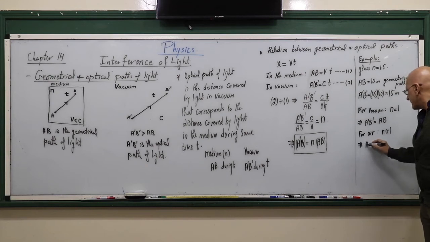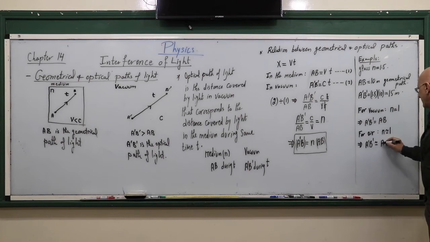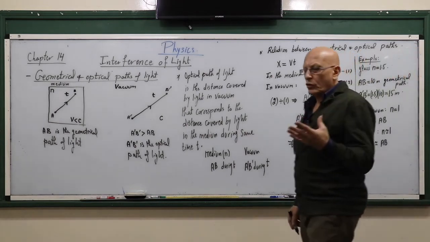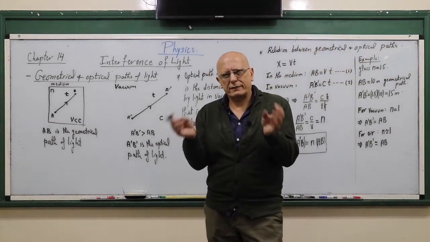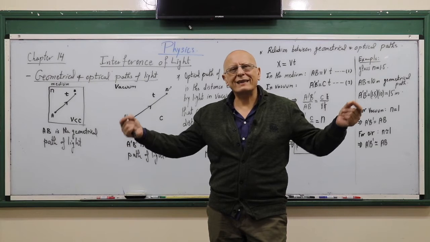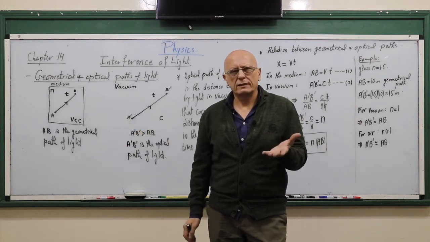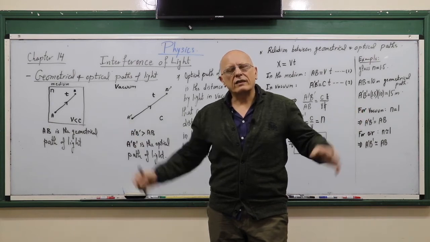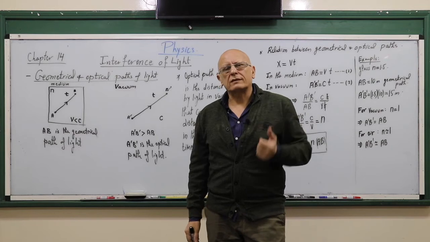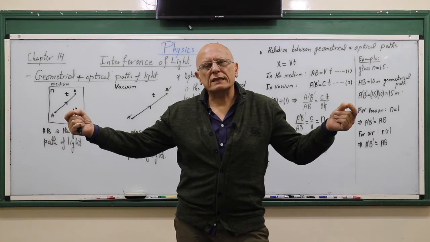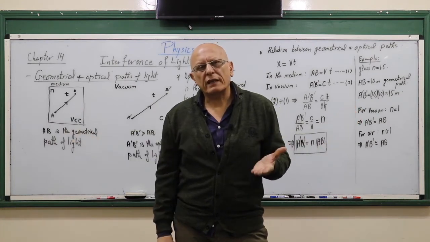Replace, this means A prime, B prime will be approximately equal to AB. So if I am working in air and all the experiments are in air, and I consider a certain distance covered by light in air, for example 10 meters, the geometrical path is 10 meters and the optical path is also 10 meters. Because if the geometrical path is 10 meters, what is the optical path?